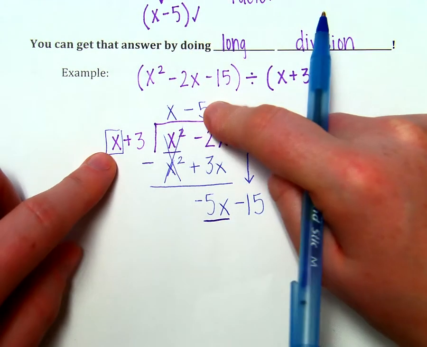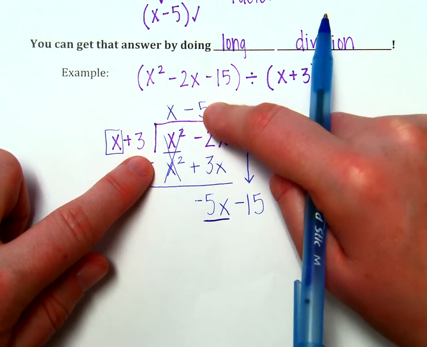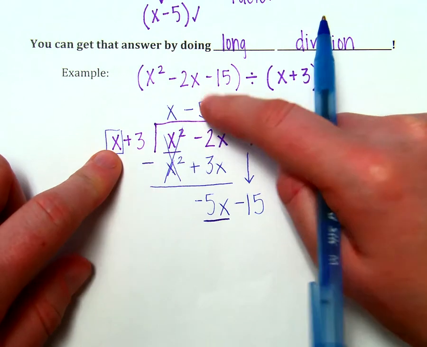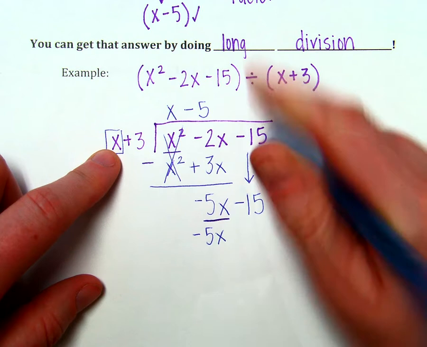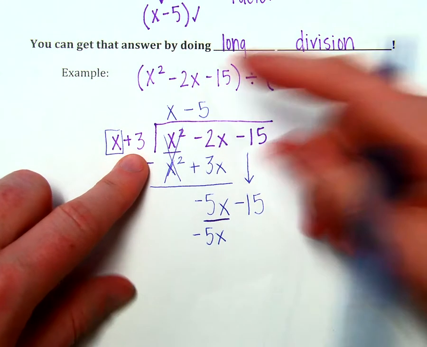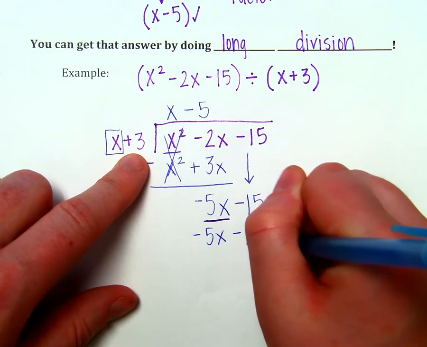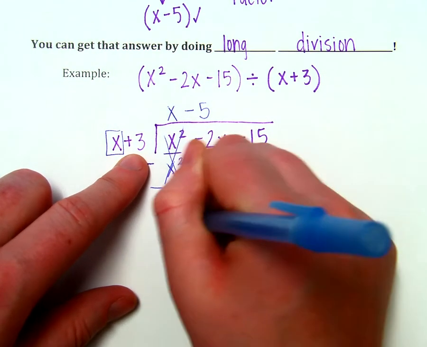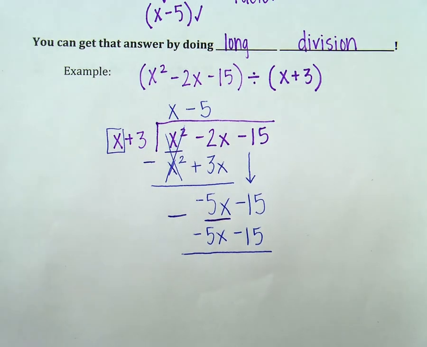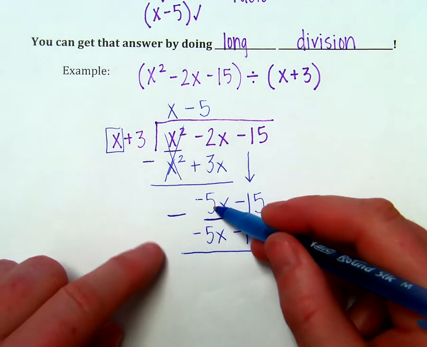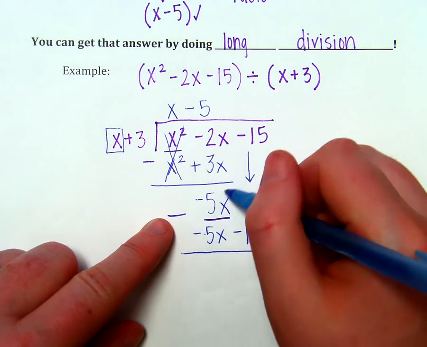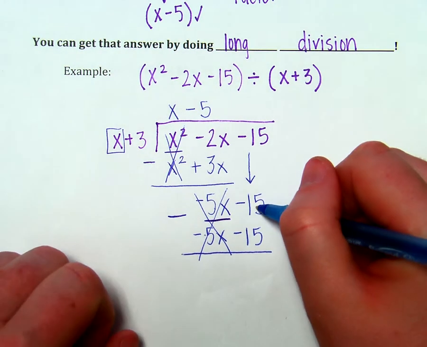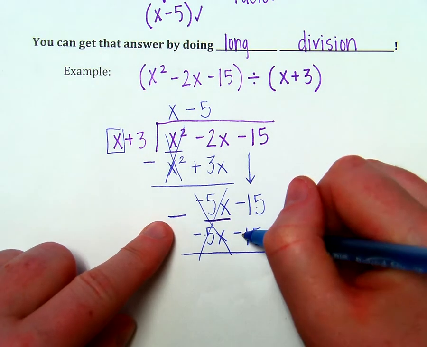And then it actually times these two things by what I wrote in up top. X times negative 5 is negative 5x. And then I can do the next part. 3 times negative 5, that's negative 15. And then I draw my line and I subtract, just like during normal long division. If you type negative 5 minus negative 5 in your calculator, that's going to cancel. It's going to be 0. Negative 15 minus a negative 15 is also 0.